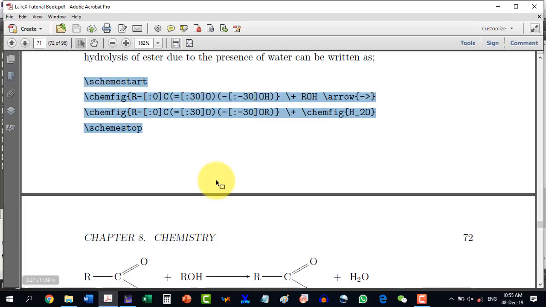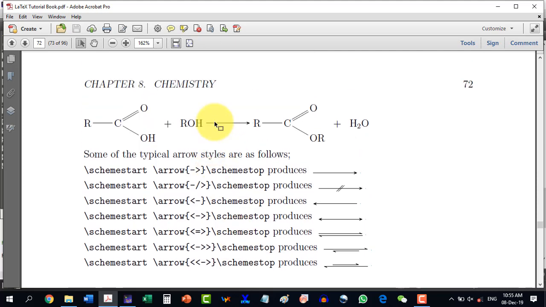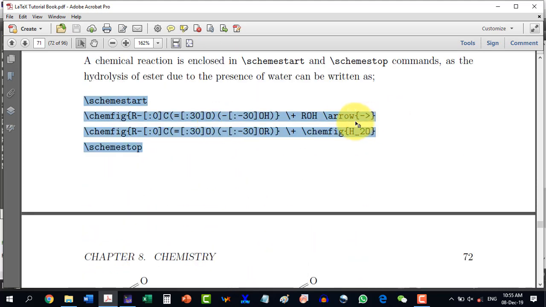And similarly, some of the typical arrow styles I have provided in the book. If the arrow style is like this one, we used it. If the arrow is like this one, it will have a cut on it like this. Similarly, different arrow styles have been produced, the interconvertible like this. These arrows can be written in the equation at this place. Here, slash arrow, we can give a different shape of the arrow.